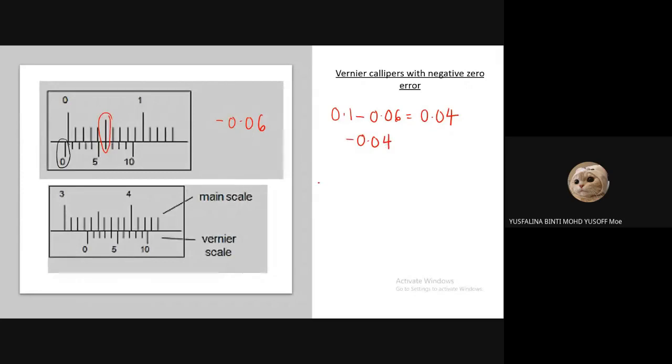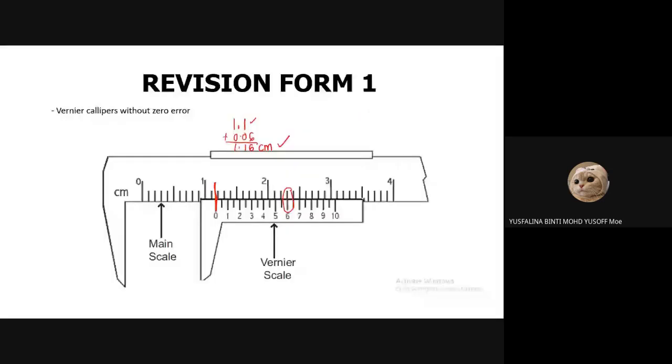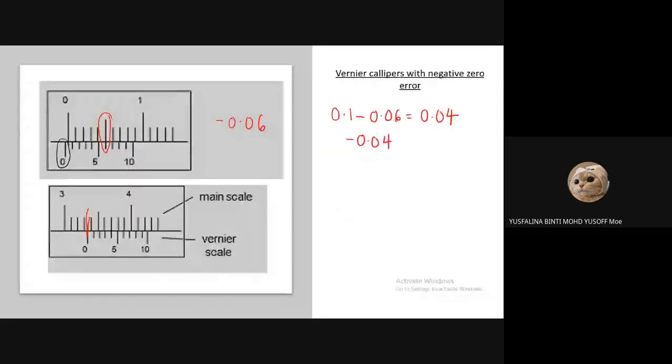Next, let's say I put an object there and measure, and I get this reading. This one is 3, like what I taught you before: 3.1, 3.2, 3.3, so 3.3 plus. Next, find which line is straight. This one. Read at the vernier scale: 1, 2, 3, 4. So plus 0.04, and you get the answer 3.34.